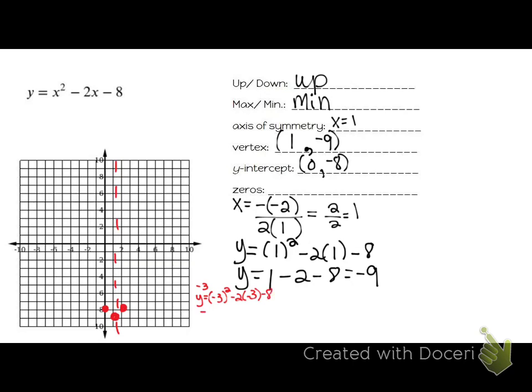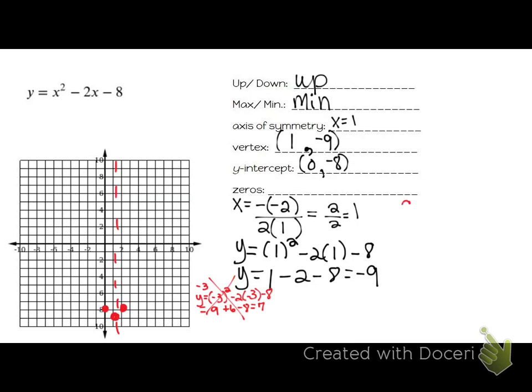Okay, so let's see here. -3 squared is 9 plus 6 minus 8. That's going to get me 7. Okay, so we know -3 doesn't work. What's another number we could try? So we know -3 didn't work, so we probably don't want to go further that way, do we? So let's maybe try -2.